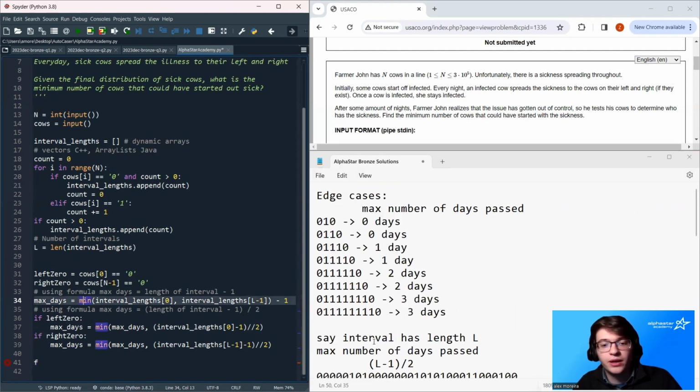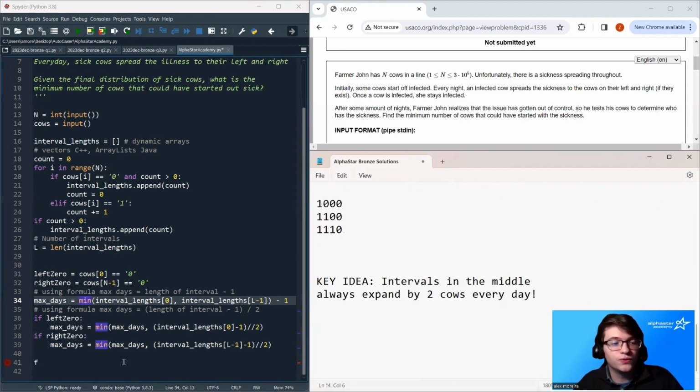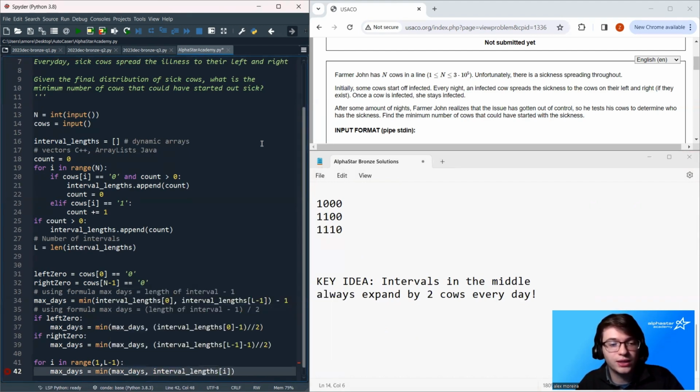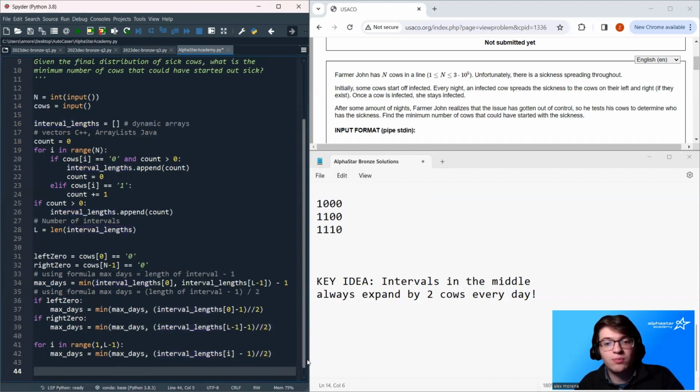All right, so we can calculate then by just looping over all the remaining intervals and calculating the minimum of the length of all of the intervals minus 1 over 2. So for i in range 1 to L minus 1, max days is going to be the minimum of max days and interval lengths[i] minus 1 over 2. And again, we're using integer division here. All right, so that is step 1 completed.